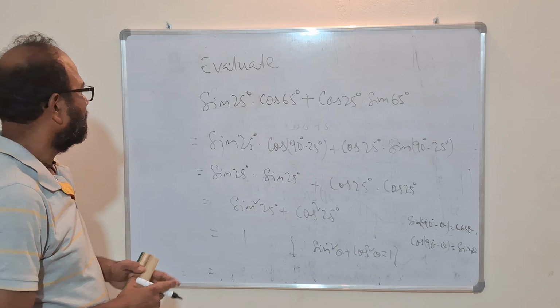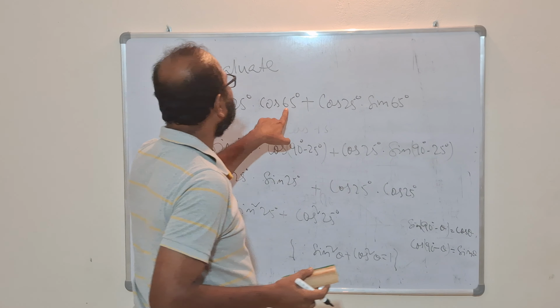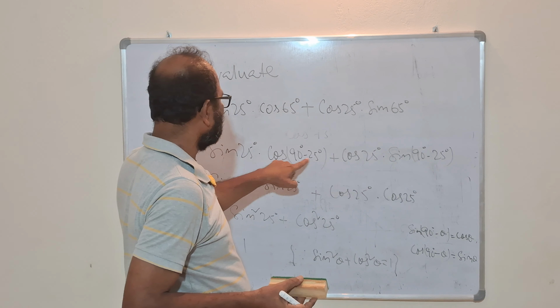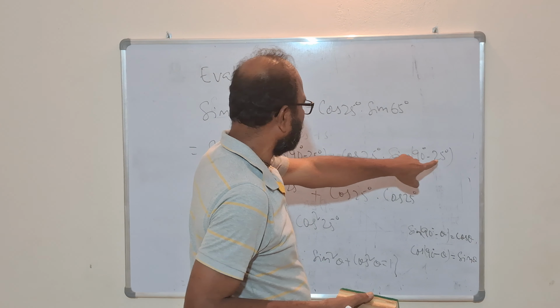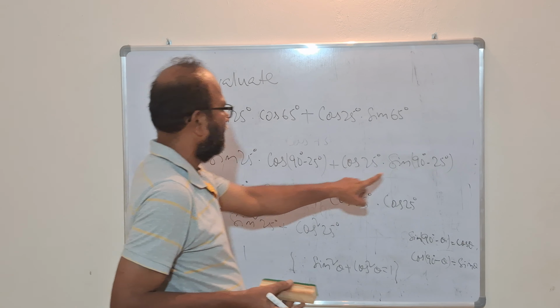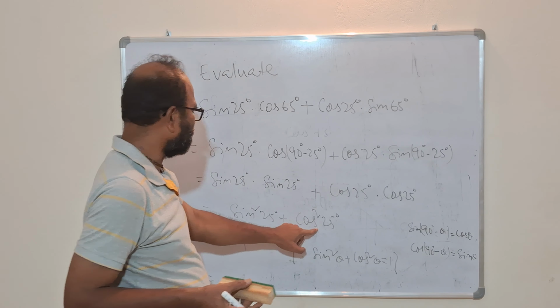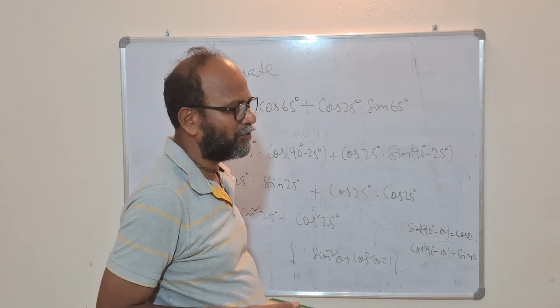So this is 1. So sin 25 into cos 65 plus cos 25 into sin 65 is complete. 65 is the complementary angle of 25, so 90 minus 25. So cos 90 minus theta is sin theta, sin 90 minus theta is cos theta. So sin square 25 plus cos square 25 is 1, using the identity sin square theta plus cos square theta is equal to 1.